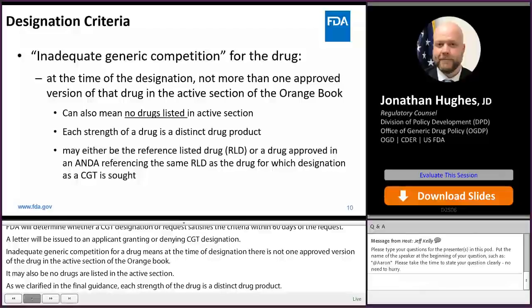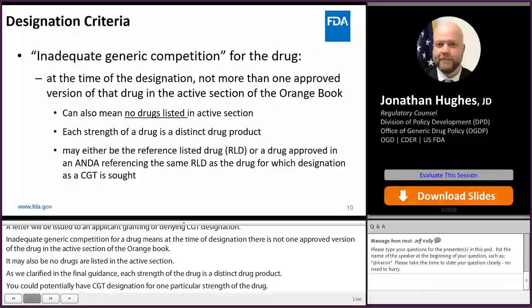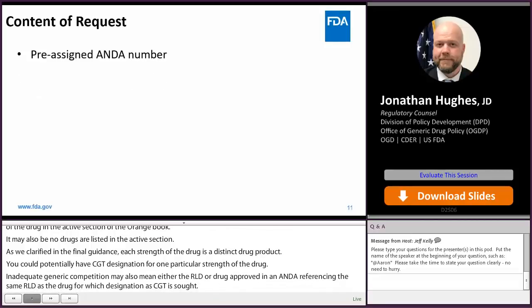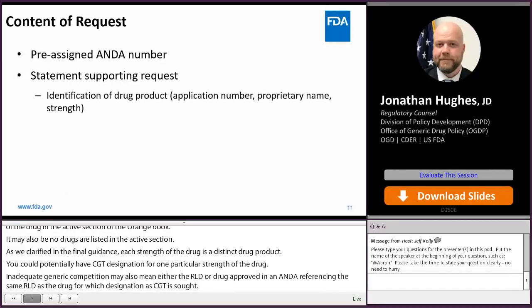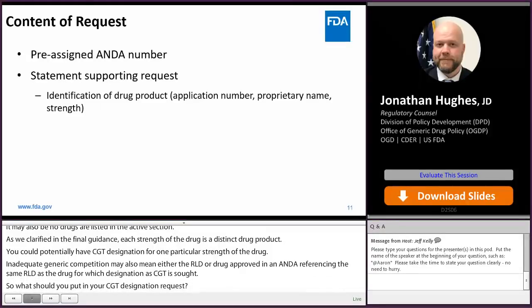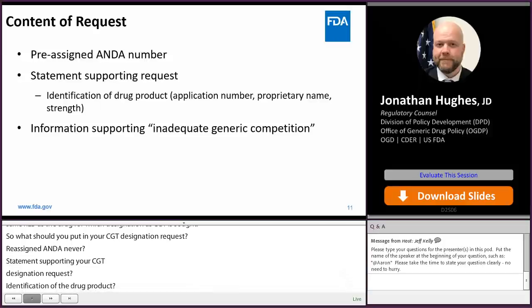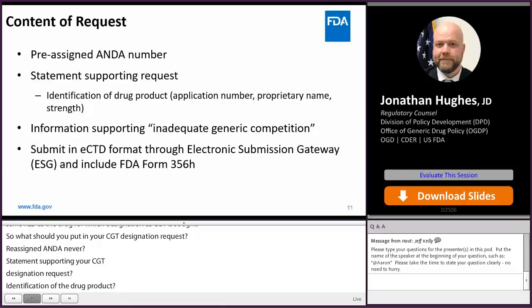Inadequate generic competition may also mean either the RLD or drug approved in an ANDA referencing the same RLD as the drug for which designation as a CGT is sought. So what should you put in your CGT designation request? Pre-assigned ANDA number, a statement supporting your CGT designation request, identification of the drug product, the application number, proprietary name, and the strength, and information supporting inadequate generic competition. And it should be submitted in eCTD format through the ESG, and you should include an FDA Form 356h.